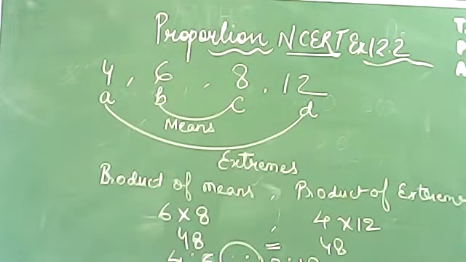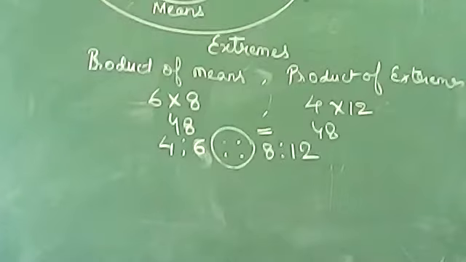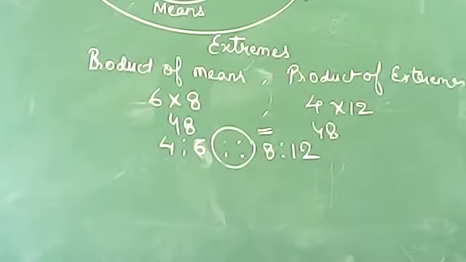Fine. This process. But students like this process only. Students like this process, not another process. Okay? So I have told you both the methods, whichever you find easy, you can do it. This is product of means, product of extremes.